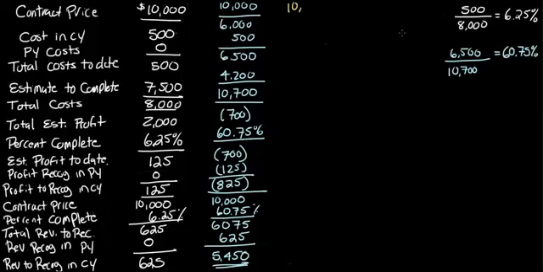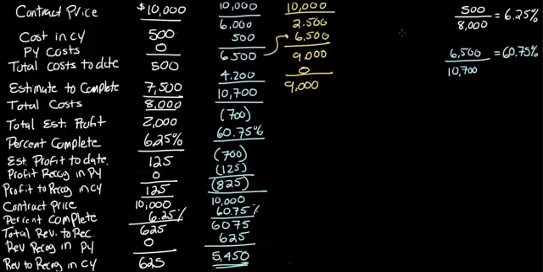We still have a contract price of $10,000. Our costs in the current year are $2,500. The costs that we've incurred in prior years is $6,500. So our total costs to date are $9,000. The additional costs we expect to incur in completing this contract is zero. So our total costs that we expect on this contract are $9,000.